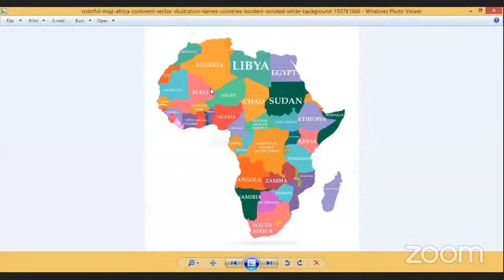So when you look at this map, we are saying that basically Libya, and then that part of South Africa. That's where we experience Mediterranean type of climate.